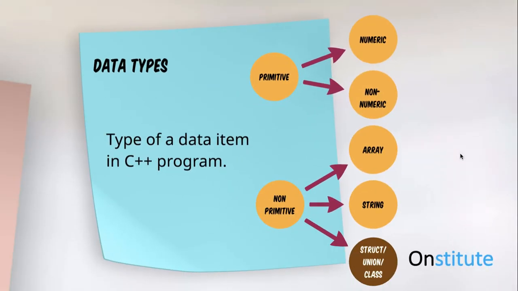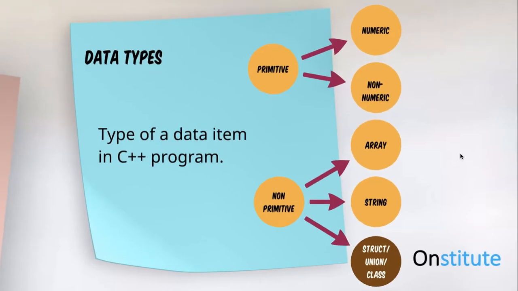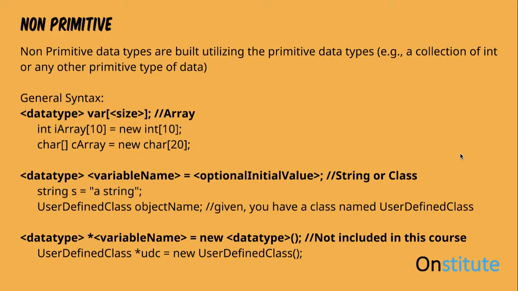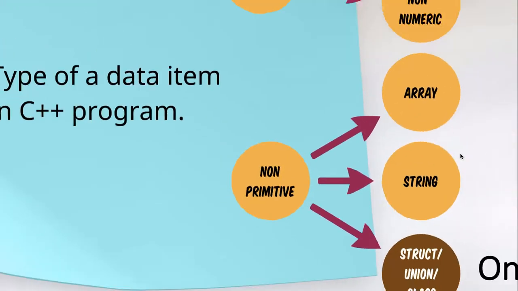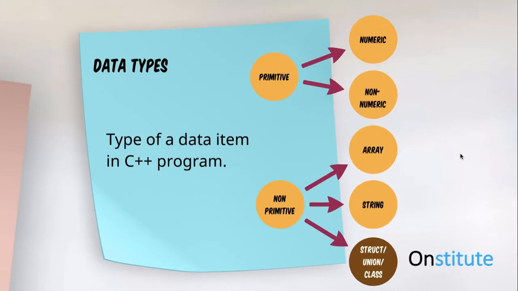The second type of data types are non-primitive data types. Non-primitive data types are built utilizing the primitive data types. For example, it can be a collection of integers or any other primitive type of data. We are going to learn about non-primitive data types later, but just for now, just to give you some idea, let us see a broad overview.